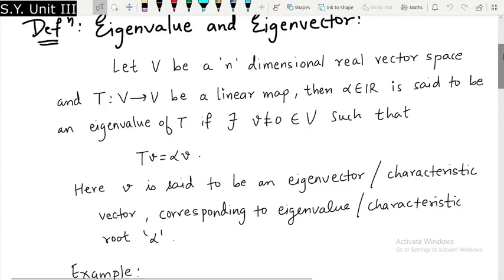Hello, my dear students. So in the last class, we have seen the definition of eigenvalue and eigenvector. So simply we will recall it. Whenever we are having an n-dimensional real vector space V and a linear map T from V to V, then alpha belonging to R is said to be an eigenvalue of T if we are able to find a non-zero vector v in V such that T of v is equal to alpha v, and that non-zero vector is called an eigenvector. Remember that an eigenvector is always non-zero.